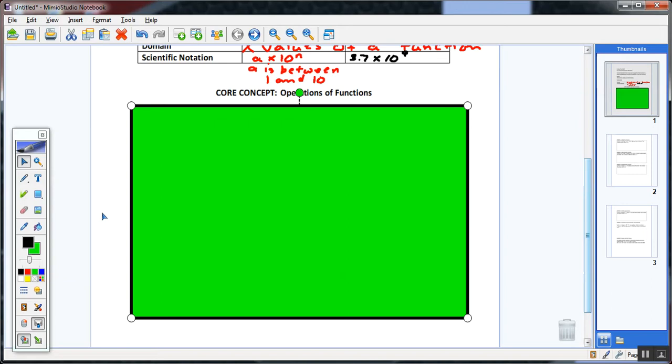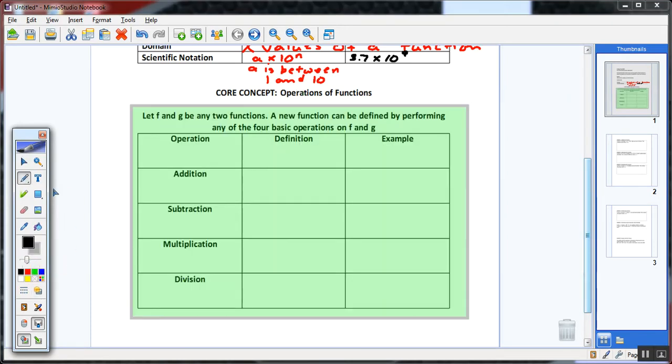Whoops. This is the one I wanted right there. Okay, that's better. All right, here we go. Kids, core concept, operations of functions. It says let f and g be any two functions. A new function can be defined by performing any of the four basic operations of f and g. First of all, we're going to talk operation, definition, and examples. I'm going to get you a couple of examples here to put up there. I think that when you see these, this is really going to make sense to you.